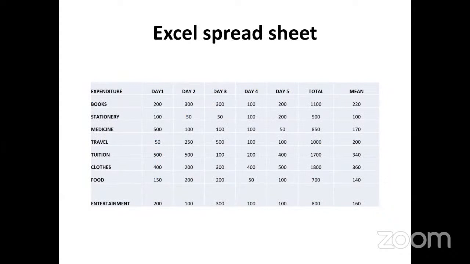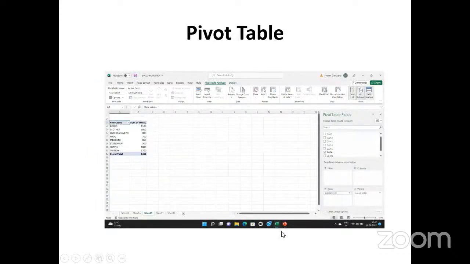So this is a spreadsheet which I've prepared. On the left side, the left-hand column, expenditure is written, and on the topmost row, I have written day 1, day 2, day 3 to day 5, and also there is a column which is called total, and the last column is mean. So under the expenditure column, which is the leftmost column, there are certain items which I have written, and the expenditures are written.